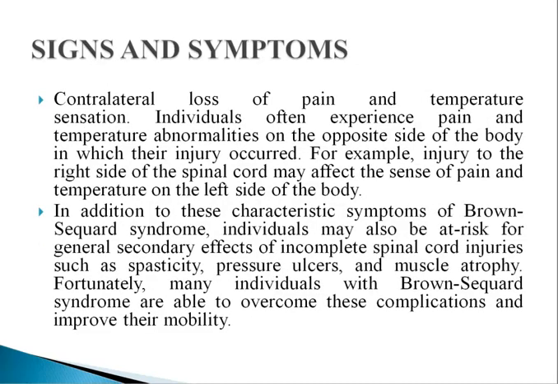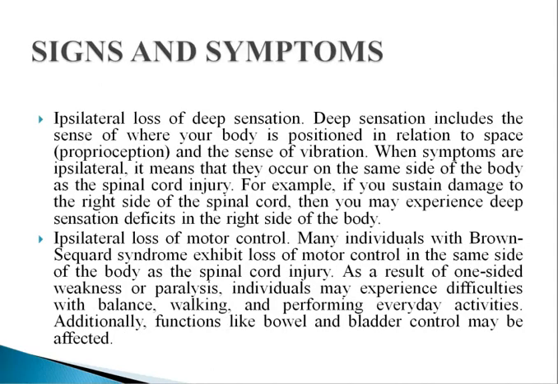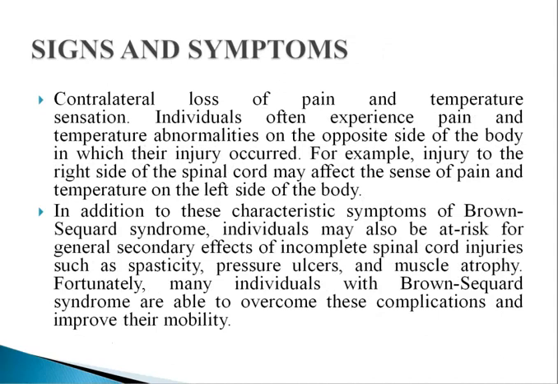Then the next sign and symptom is the contralateral loss of pain and temperature. Previously, we saw loss of deep sensation and loss of motor control on the same side as the spinal cord injury, that is, on the ipsilateral side, whereas there is loss of pain and temperature on the contralateral side, that is, on the opposite side of the spinal cord injury. So individuals usually experience pain and temperature abnormalities on the opposite side of the body. For example, injury to the right side of the spinal cord may affect the sense of pain and temperature on the left side of the body.